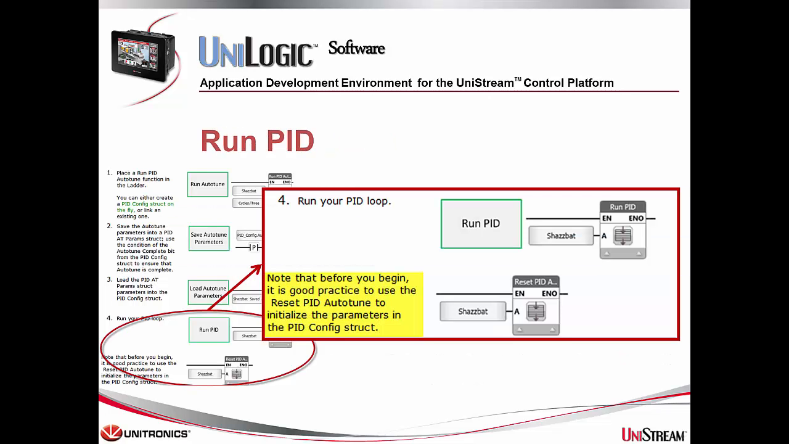Upon the auto-tune completion, save the auto-tune calculated PID parameters to the retained PID AT param struct and run your PID process when the application requires it. Also, before running the PID auto-tune, it is recommended to run a reset PID auto-tune to clear the configuration struct of any unwanted previous parameters.